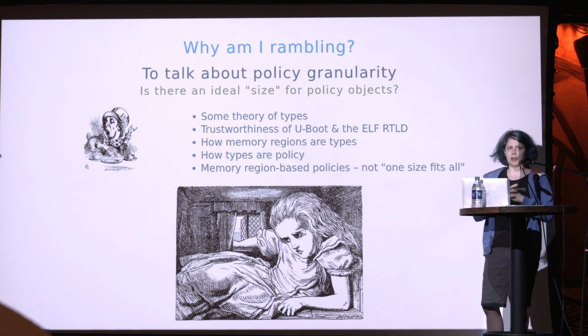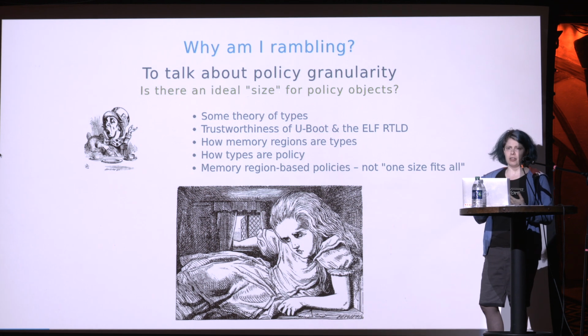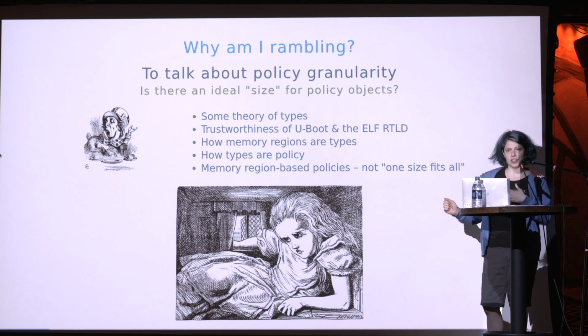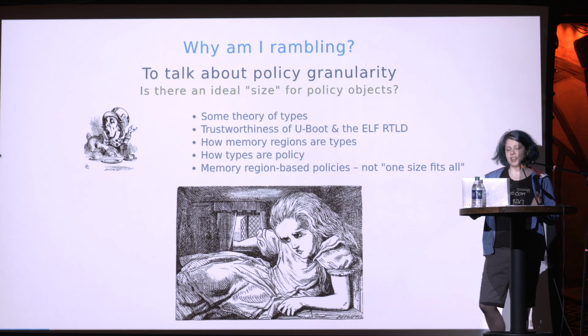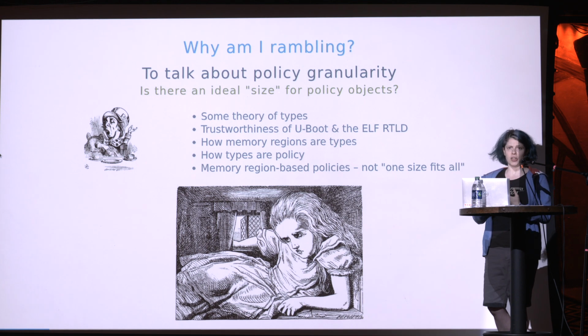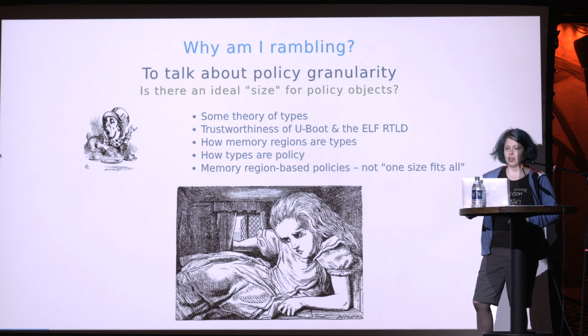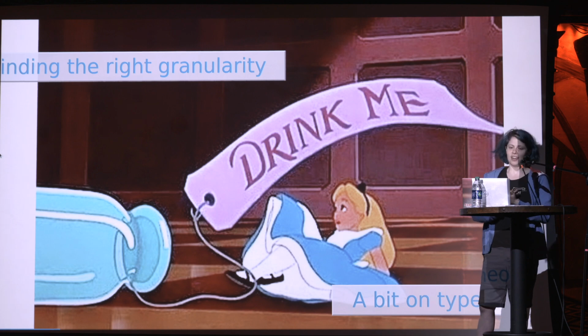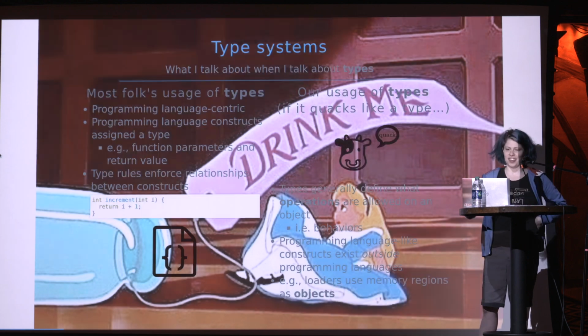And I think a lot about, is there an ideal size, granularity for policy objects? So through this talk, I will be talking a little bit about type theory. I'll talk about loaders, a bootloader, U-boot, and the runtime loader for ELF. Then I will go into my memory regions as types are policy, and think a little more about this one-size-fits-all, like how we can get away from that and start having policy objects that better encode our intentions in what the software should be doing. This doesn't look so nice, but finding the right granularity.